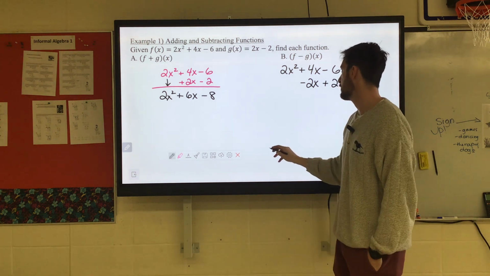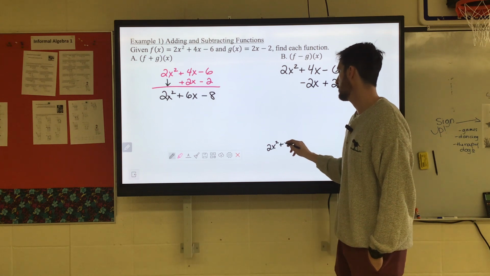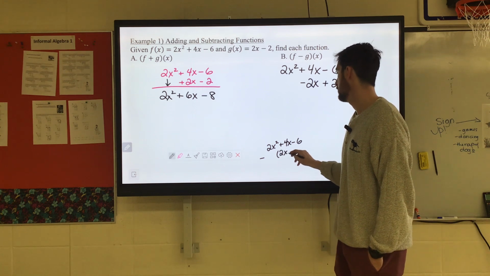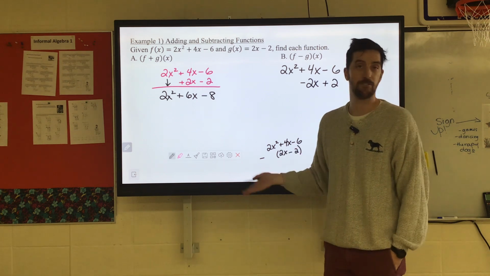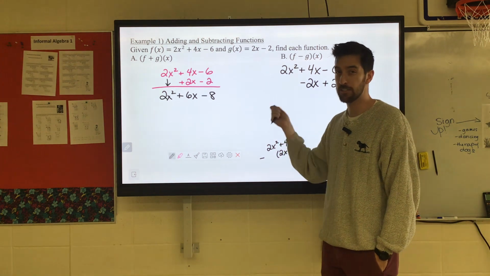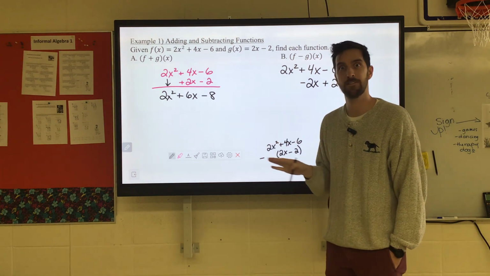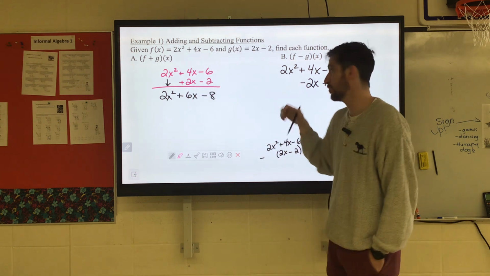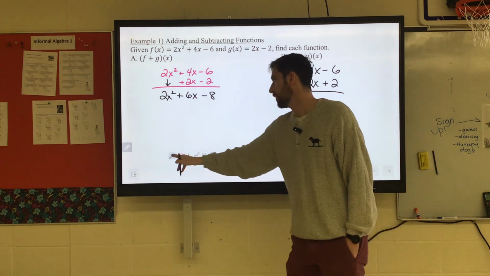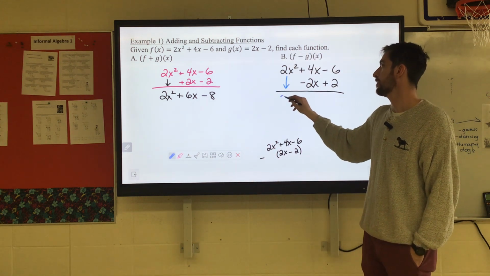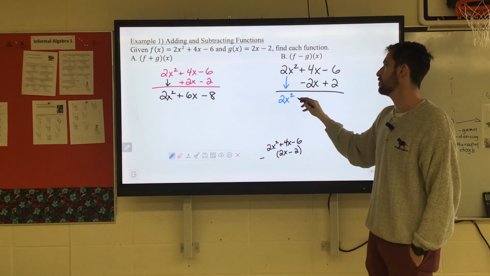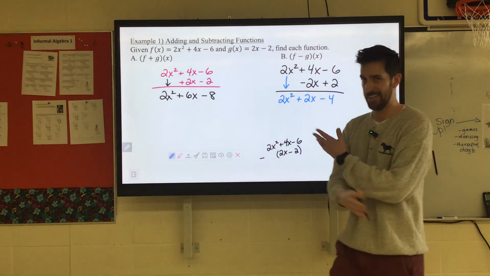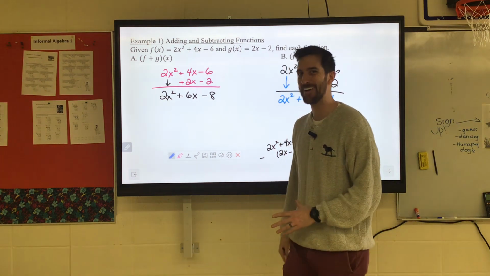Sometimes you might see it listed like this, 2x squared plus 4x minus 6 minus this stuff, the 2x minus 2. But that's fine, that'll work. I think if you just change everything in what you're subtracting to the opposite and then just do it like addition, it's just easier. Then you don't have to remember the minus negative trick. All right, here we go. We got the old 2x squared coming down. We have 4x minus 2x is positive 2x. Negative 6 plus 2 is negative 4. That's all. That was so much fun.